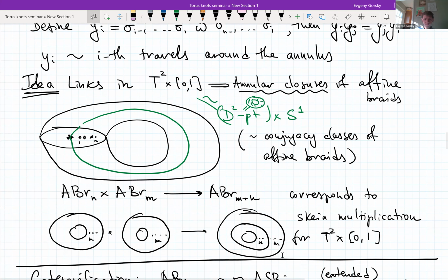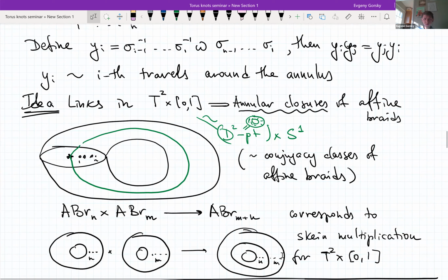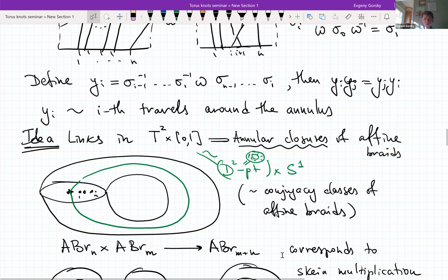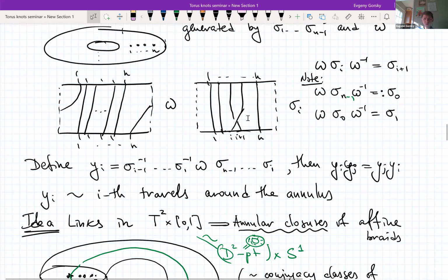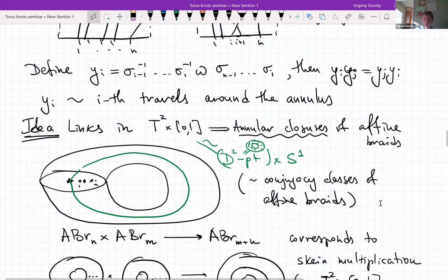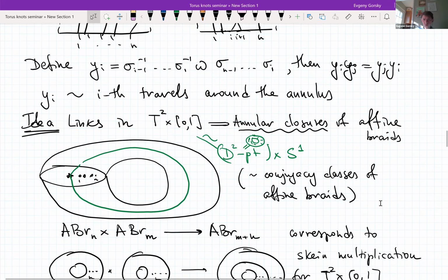Okay. And so we want to categorize this. So we want to categorize the affine braid group. And we want to categorize the operation of annular closure. And that's what I'll explain on the next page.